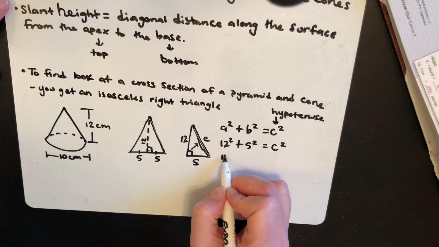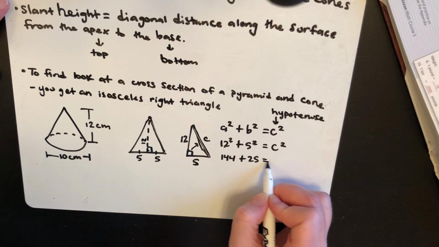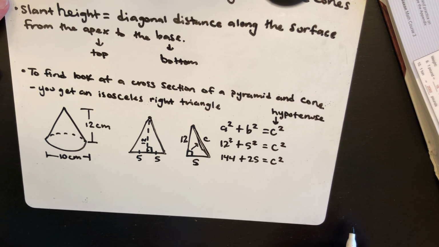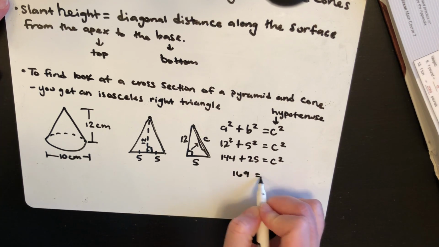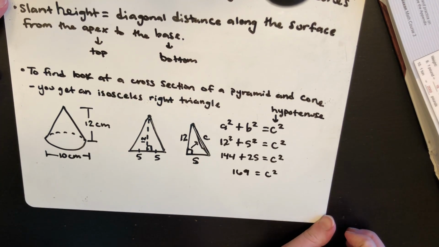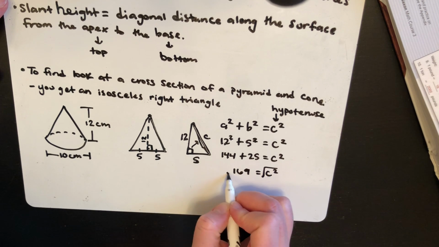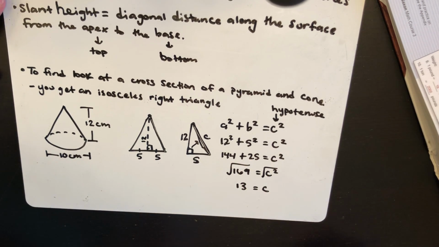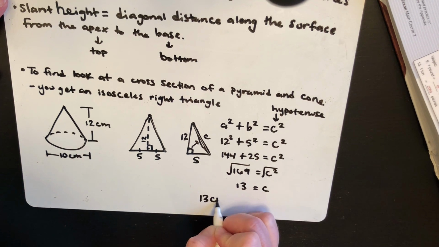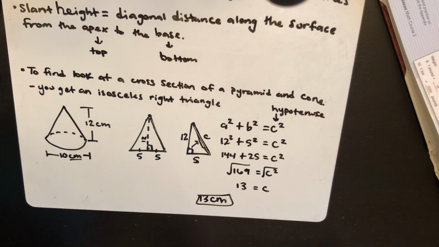So 12 squared is 144, plus 5 squared is 25. That equals c squared. 144 plus 25 is 169. So 169 equals c squared. How do I undo a square? Well, I take the square root of each side. So 13 is my slant height. So my final answer here would be 13 centimeters. I got my centimeters from over here.